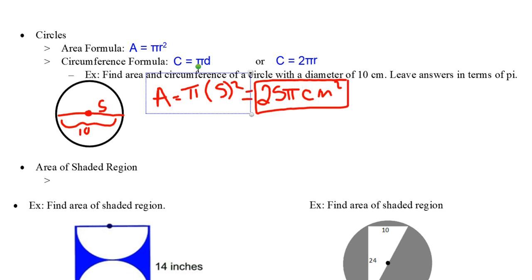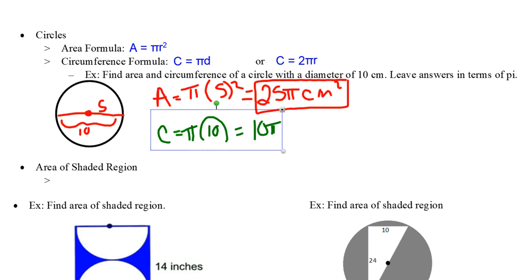And then to find the circumference, again, I can use either formula, 2 pi r or pi d. I think I'm going to use pi d this time because I do know the diameter. So pi times my diameter 10, so 10 pi is going to be the measure of the circumference, 10 pi centimeters.